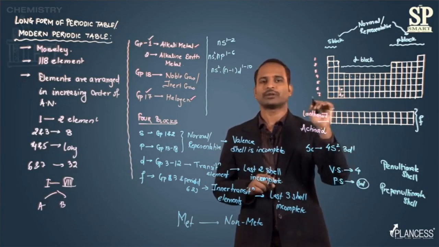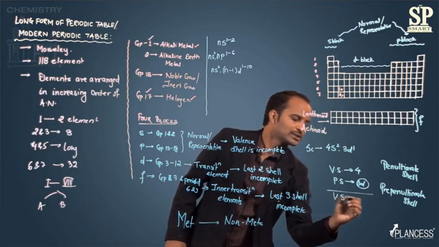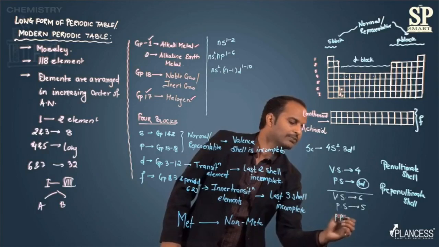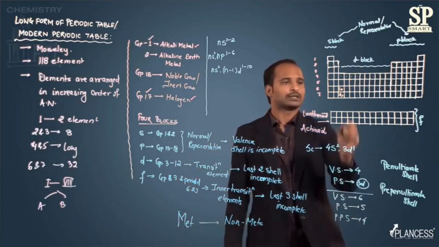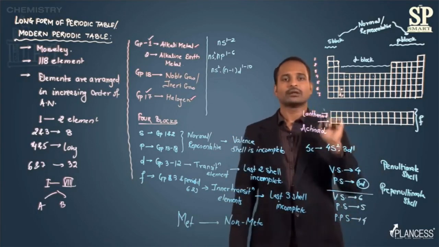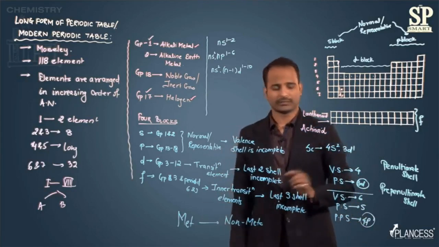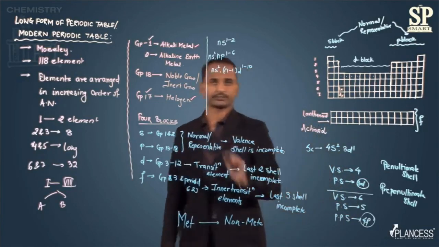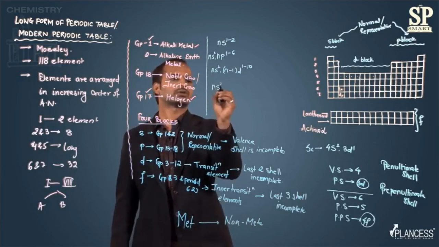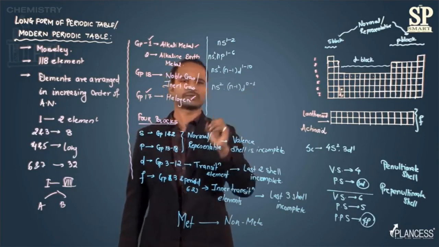So let me talk about the element in period number 6. If the element is in period number 6, then the valence shell will be 6, the penultimate shell will be 5, and the pre-penultimate shell will be 4. That means for the elements in the Lanthanide series, the last electron enters the F orbital of the pre-penultimate shell, that is, the 4f orbital. The general configuration for the F block element is ns2 (n-1)d, sometimes 0 or sometimes 1.